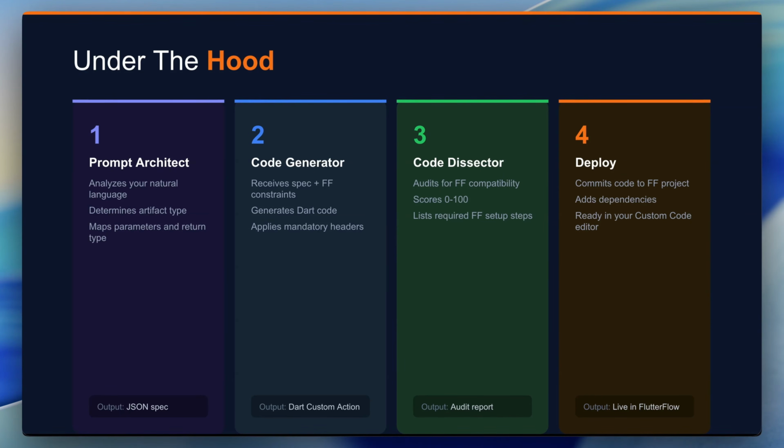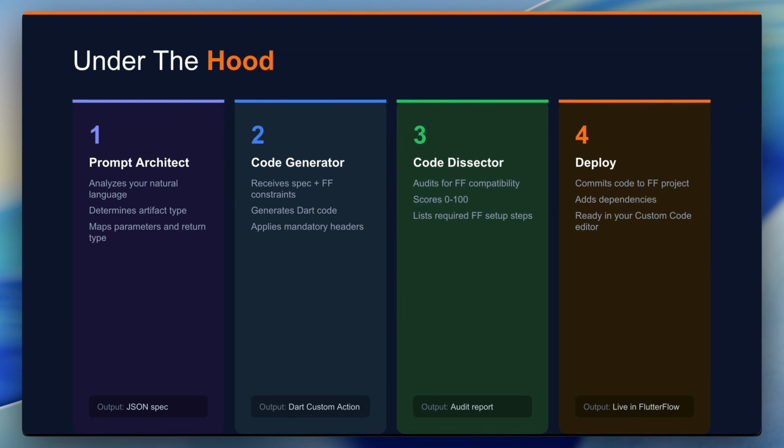So in step 2, the code generator receives this spec. It also knows all about the FlutterFlow constraints, and it's the one generating the Dart code. Here, we'll also apply the mandatory FlutterFlow headers and double check that everything is FlutterFlow-ready. Step 3 is code review. This is where we'll audit this code for FlutterFlow compatibility, give it a score out of 100 and list any additional steps that you'll need to take as a FlutterFlow developer in order to set up your piece of custom code inside of FlutterFlow.